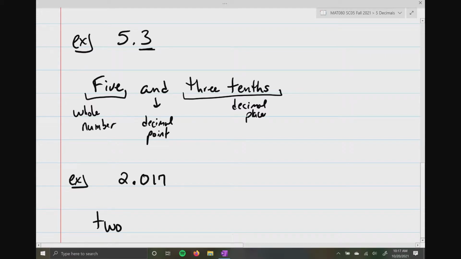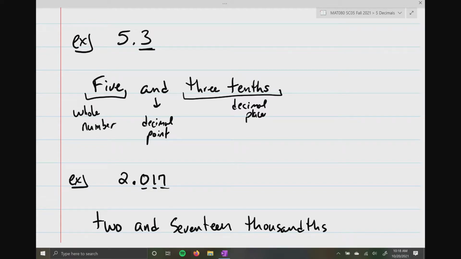Then I write the word and. Now I'm going to write 17. But now I got to worry about the place value. So if you look at the 0, 1, 7, the 0 is in the tens position, the 1 is in the hundreds position, and then the 7 is in the thousandths position. So you would write 2 and 17 thousandths. Does that make sense?